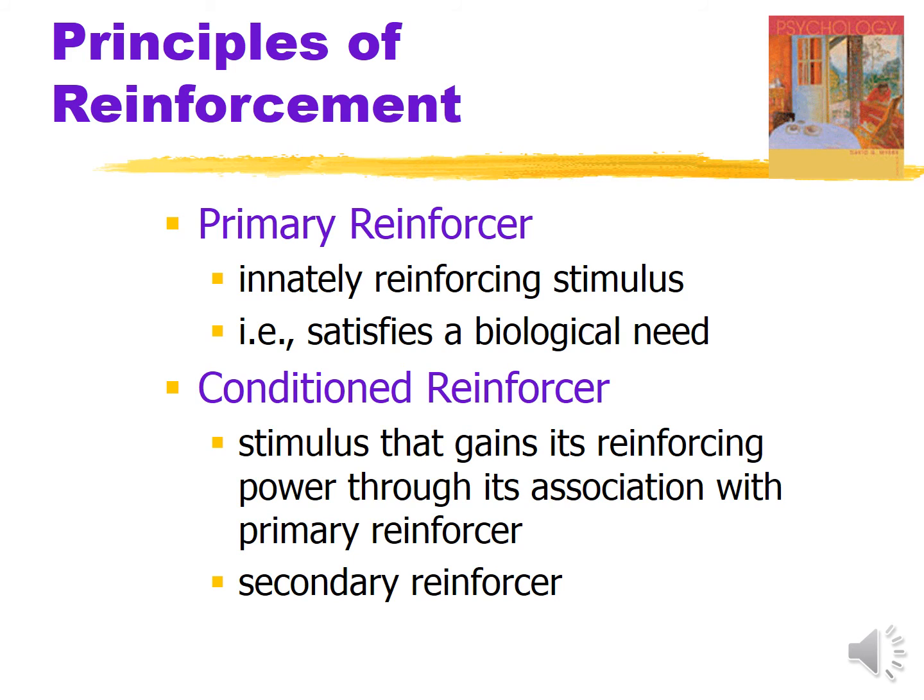A primary reinforcer, something like water or food, satisfies a biological need. So we get thirsty, we drink water, and we learn that drinking water relieves the thirst. We're more likely to go back and drink water again. Or in the case of eating food, we eat the food and we feel satisfied. We're more likely to eat food again.